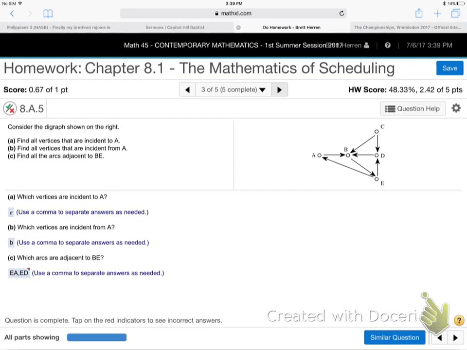Okay, so it's using the word incident to. That means points in to A. Incident, pointing in to A. So which vertices point into A? Only this one, right? From E to A. So only E is incident to A, points in to A. Only point E points into A, has an arrow headed into A.